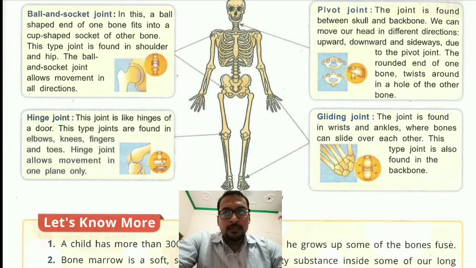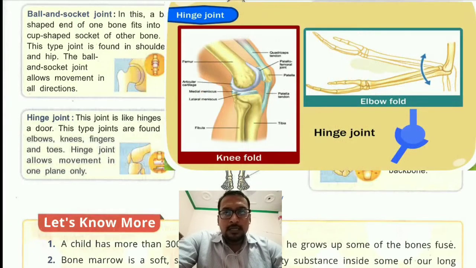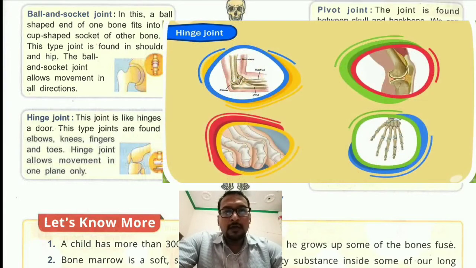Then you have hinge joint. This joint is in our elbow and in our knees and fingers and toes. Okay, so these joints are found in elbows, knees, fingers and toes. Hinge joint allows movement in one plane only.